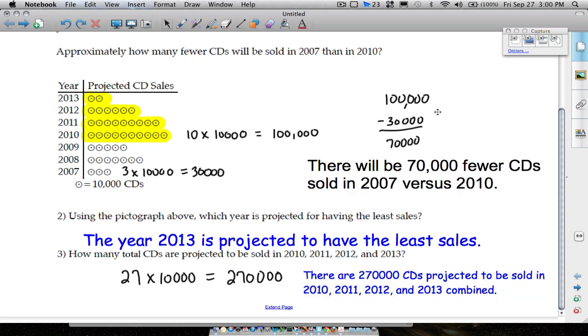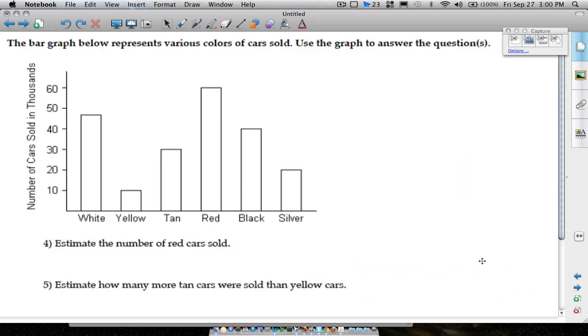Alright, on to number 4. So we're on to a bar graph. The bar graph below represents various colors of cars sold. Use the graph to answer the questions. Estimate the number of red cars sold. Now be careful, this y-axis right here says the number of cars sold in thousands. So that would be 10,000, 20,000, 30,000, and so forth.